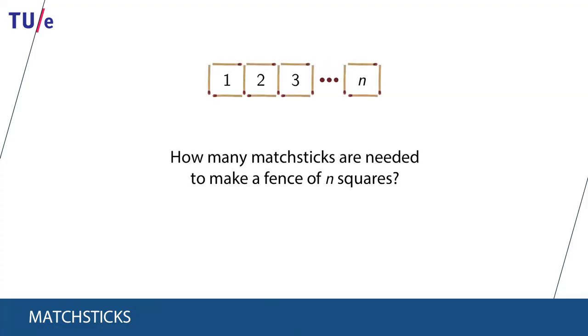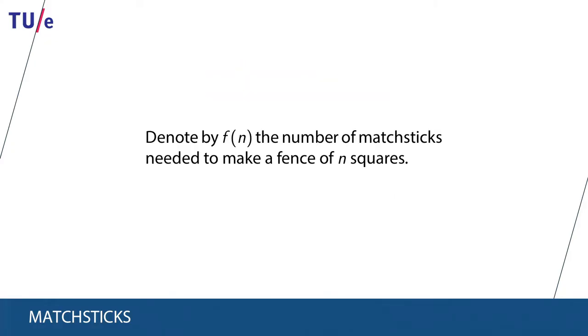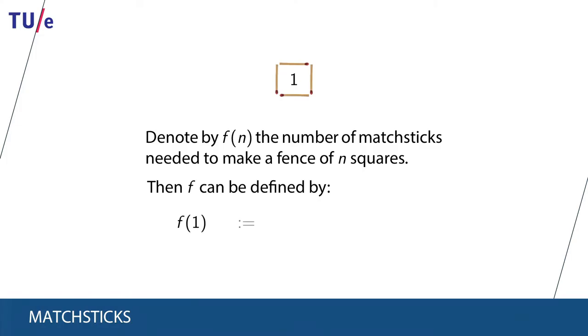A natural question you may now ask is, how many matchsticks are needed to make a fence of n squares, where n is an arbitrary positive natural number? To answer this question, it helps to recognize some structure in the problem of making squares with matchsticks. Let f be the mapping from positive natural numbers to positive natural numbers that associates with every positive natural number n the number of matchsticks needed to make a fence of n squares. We shall define f by considering 2 cases. First, note that 4 matchsticks are needed to make a single square. So we set f of 1 to 4.